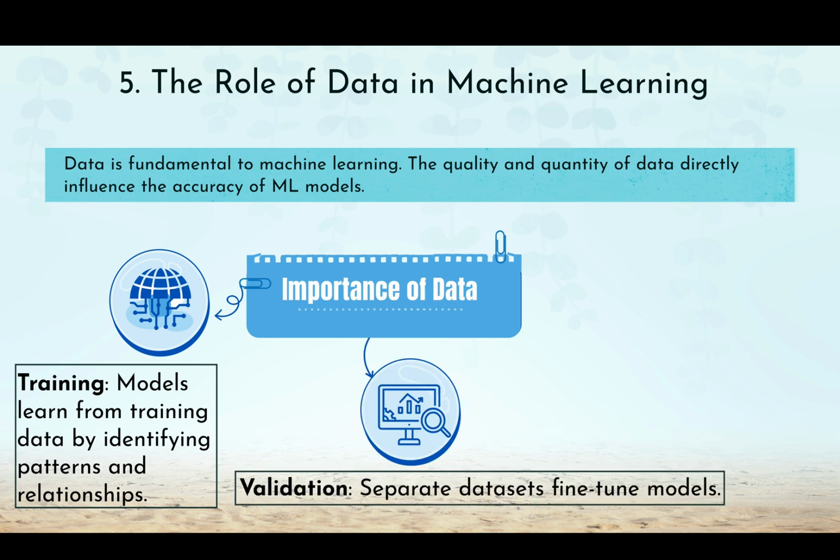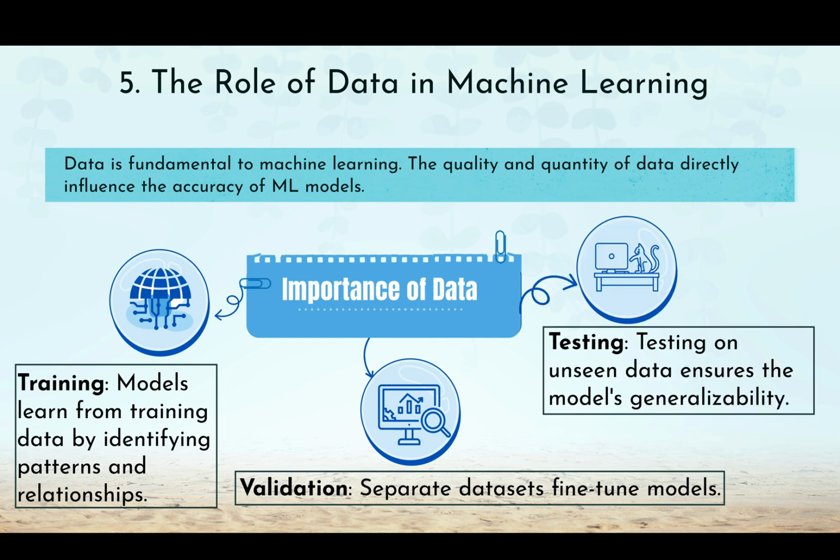2. Validation. A separate dataset, known as the validation set, is used to fine tune the model's parameters. It helps prevent overfitting by ensuring that the model generalizes well beyond the training data. 3. Testing. After training and validation, the model is tested on unseen data, the test set. This step evaluates the model's ability to generalize and perform well on real world data, ensuring it can handle new inputs effectively.